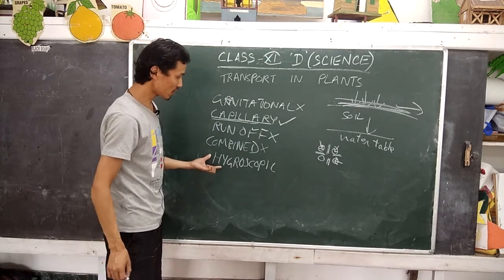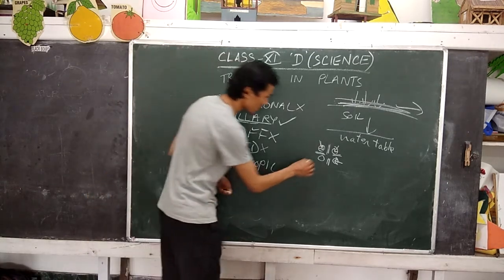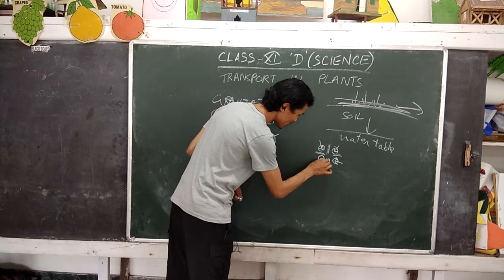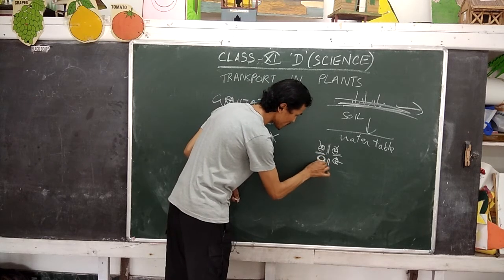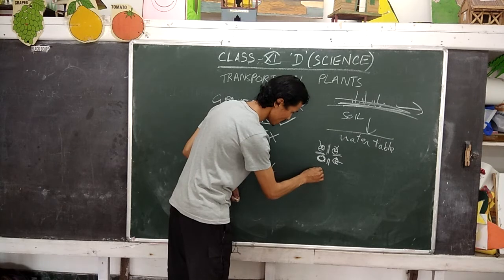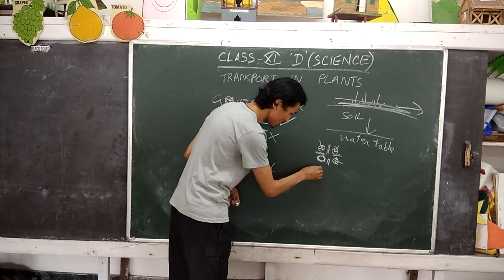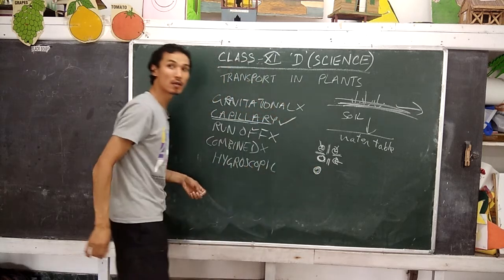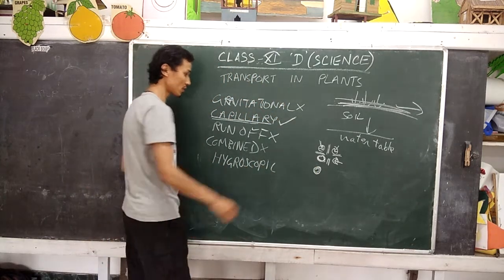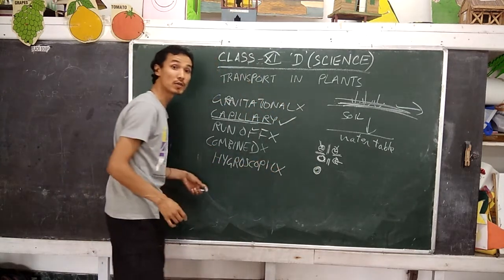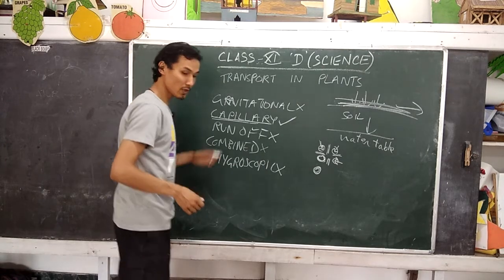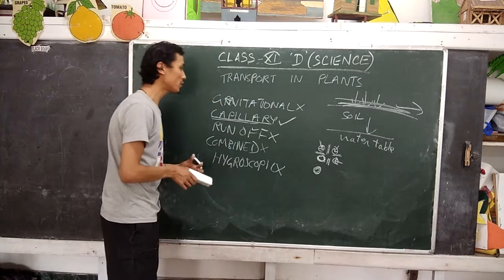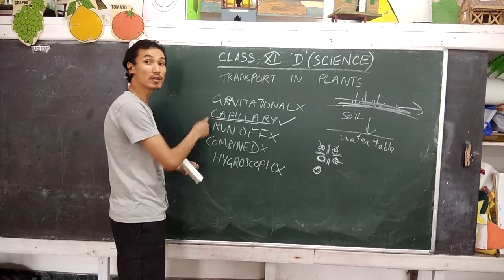Hygroscopic water means water which surrounds the soil particles. If this is a soil particle, then the water is completely surrounding the soil particles. So again, this water is no longer available to the plants. So among these waters, the only water which is important to the plants is capillary water.